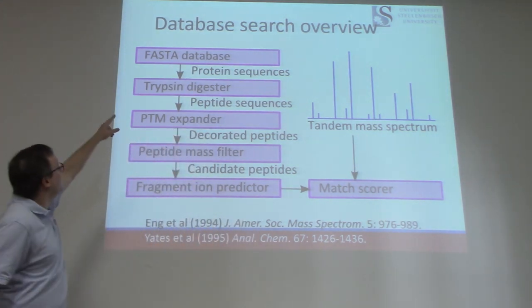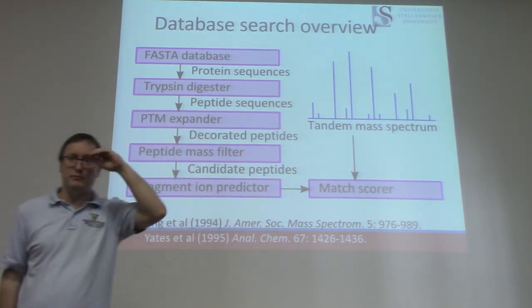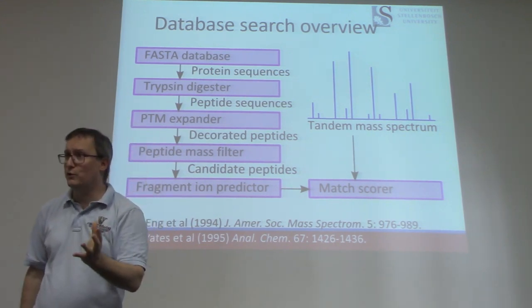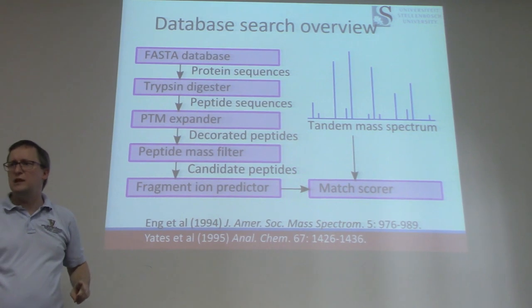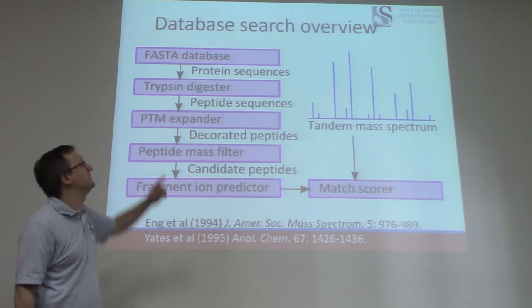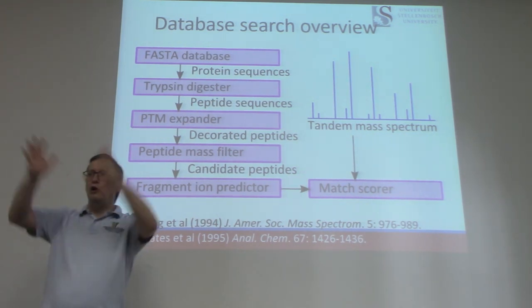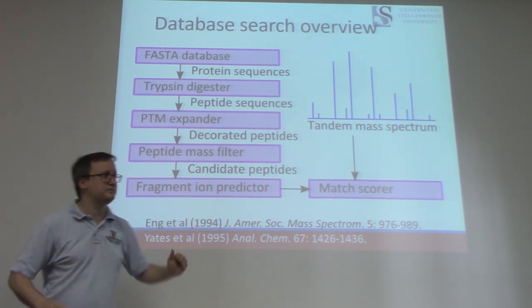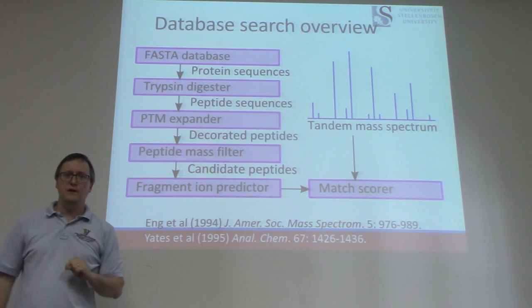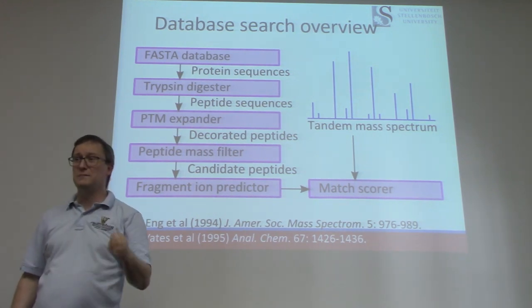So we have a set of proteins that are possible for this organism, and we download that from some genome website, maybe from RefSeq, maybe from UniProt, and that provides us all possible protein sequences that may be identified in this sample. From that, we have an in silico trypsin digester.